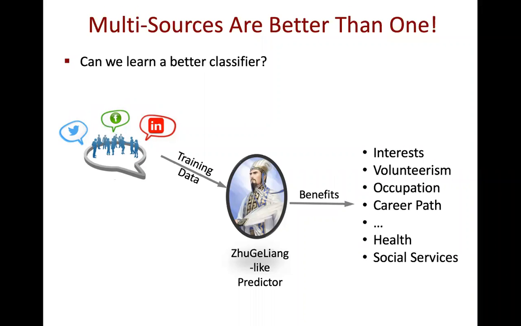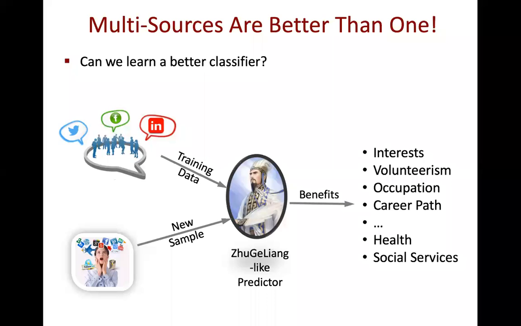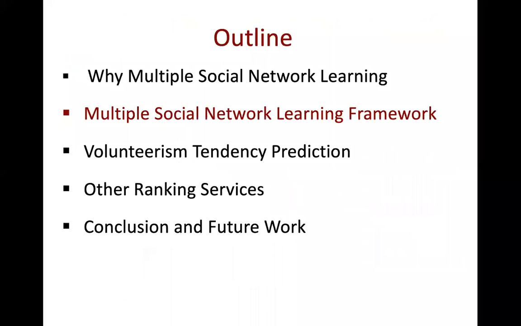we need to predict based on all this data some nice, interesting applications, like the interest of the person, whether the person, let's say, wants to be a volunteer or not, what the person's occupation is, future possible career path, even health, and of course, whether this guy is more like a business person or a social service worker. So actually, there are a lot of different applications available, and it can be defined as a machine learning task when you have a lot of data from different social networks, like in the top left corner, and then you have a new sample. You have a lot of data about that new sample, then you want to use the classifier trained on multiple source fusion to predict one of those interests or career paths or whatever other application. So this is how multi-source social learning is defined.